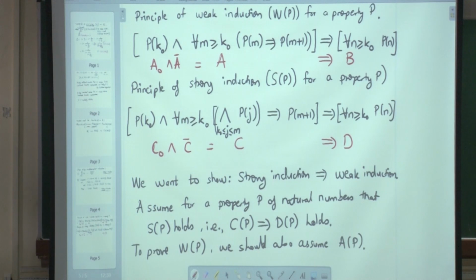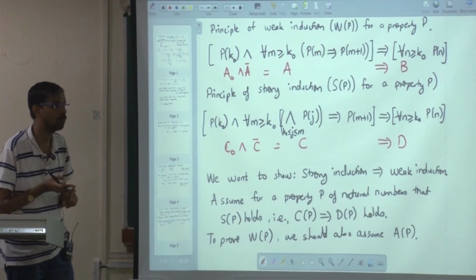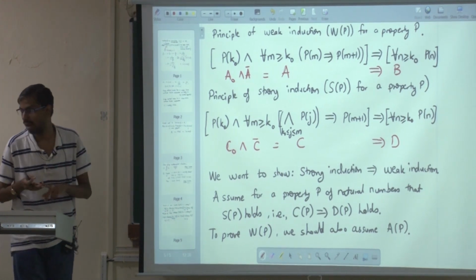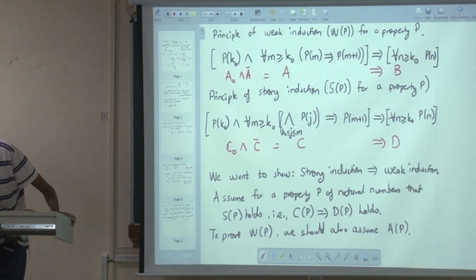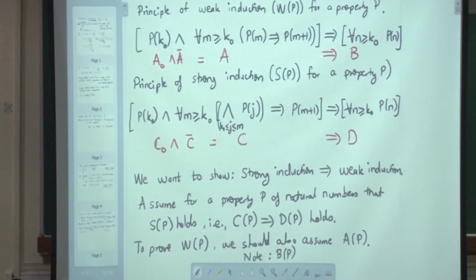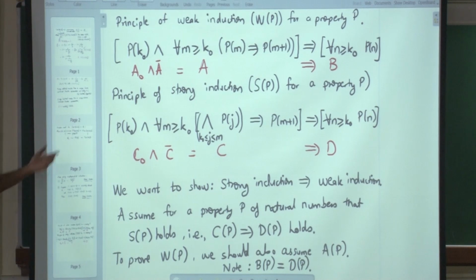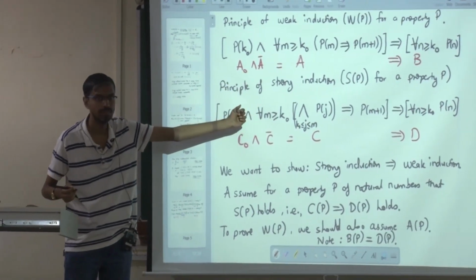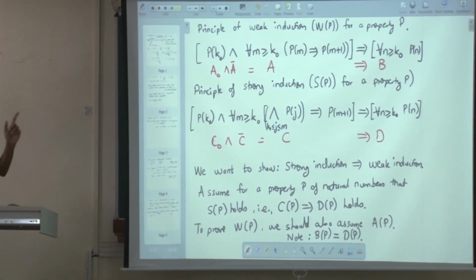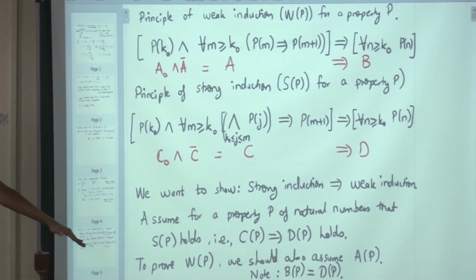Okay, so what are we given now? We are given A of P, then we are given C of P implies D of P, and we want to prove B of P. But also note, this is a note here. So note that B of P is same as D of P. Is there any change in between B and D? No. So it will be sufficient. So what are we given? C(P) implies D(P) is given, A(P) is given, and we want to prove B(P), which is same as D(P).